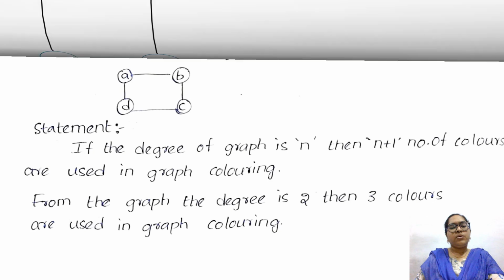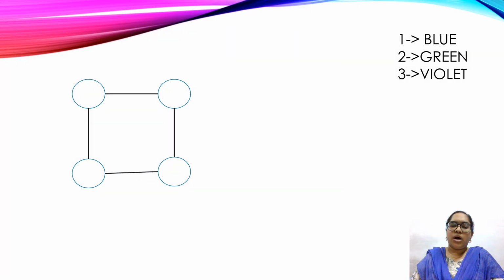Now let me show how this graph coloring is basically done. So I have taken a graph with 4 vertices, and here I have color 1 as blue, color 2 as green, and color 3 as violet. So let me consider the first vertex, that is the vertex A, is filled with color blue. So consider this vertex is filled with the blue.